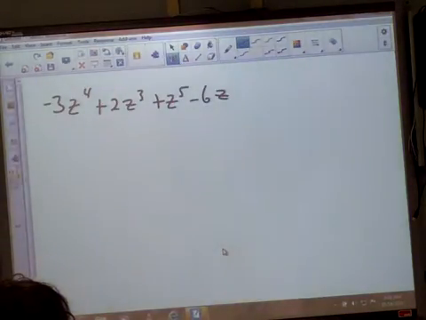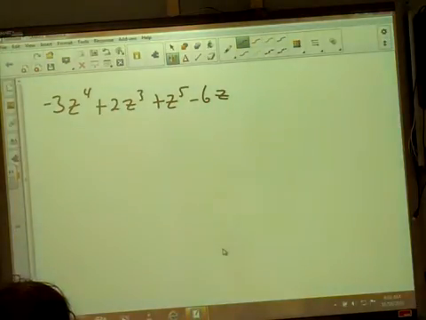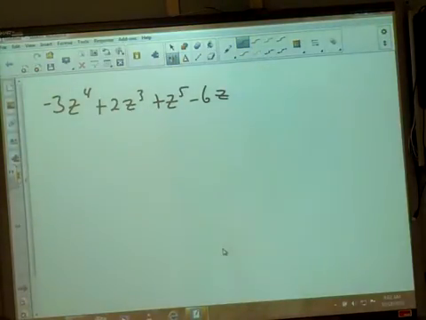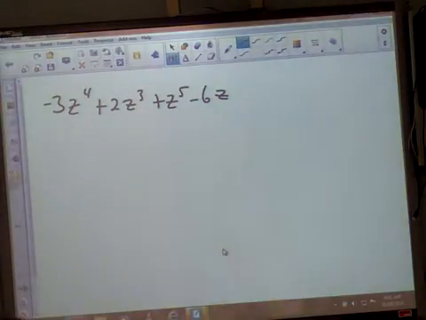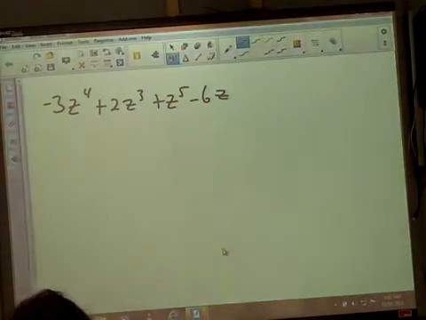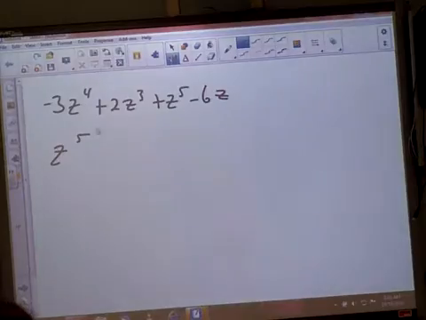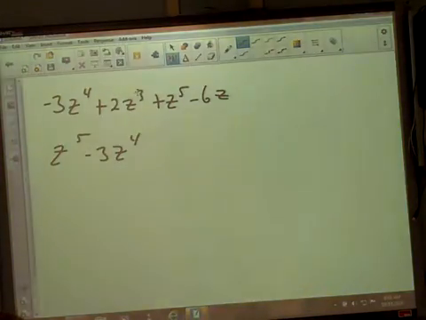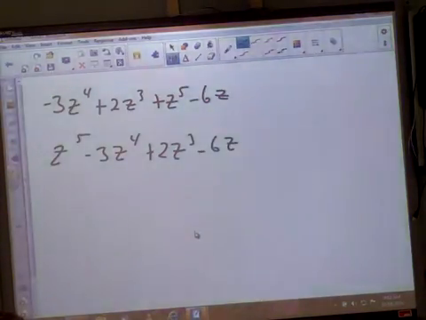The directions say to write the polynomial in descending powers, in descending order of the powers. This is called standard form. So all we can do here is look and see our highest power is z to the fifth, so we would put that one first. Next I got negative 3z to the fourth. Next I got a positive 2z cubed. And then I got a negative 6z. So that'd be it, you just rewrote it.